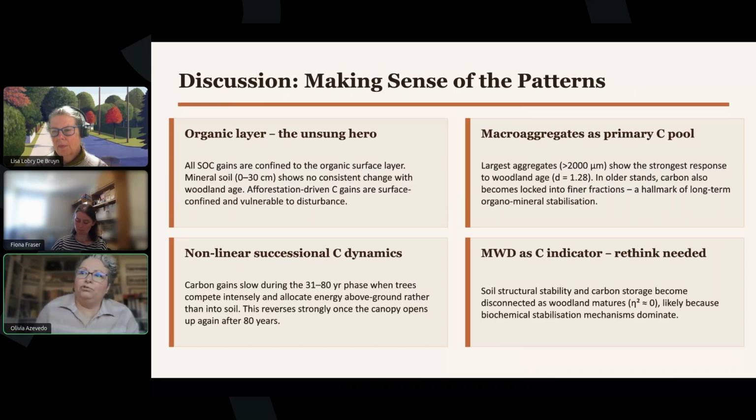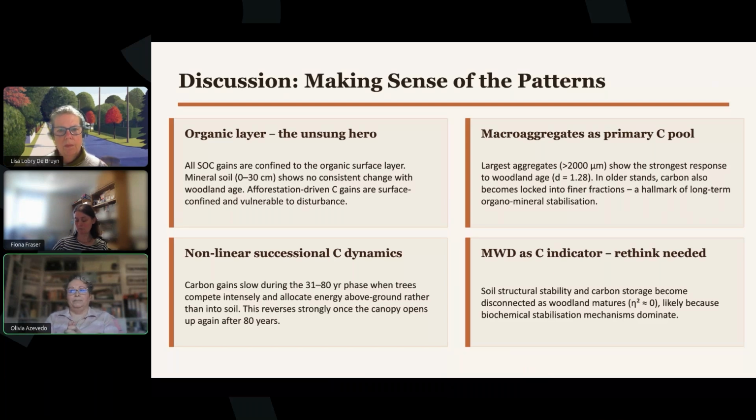So, drawing all of that together in a discussion manner, 4 themes stand out. First, the organic layer really is the key mechanism, not mineral soil buildup. Second, the non-linear trajectory matters. If you're monitoring a newly planted woodland and you don't see carbon increasing linearly with age, that's not a failure. It might just be the stem exclusion stage.